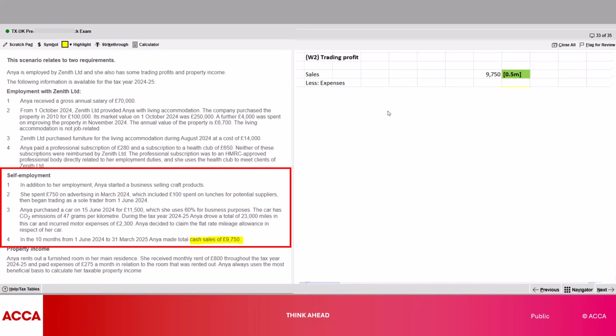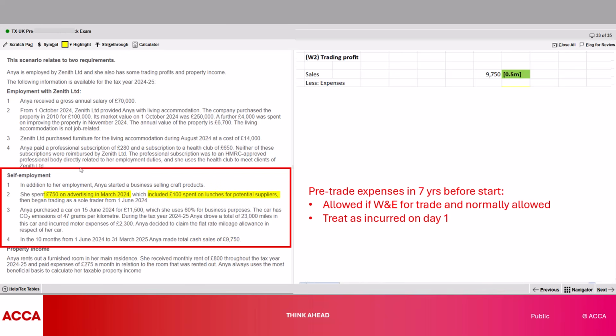Now the expenses, first of all, are some expenses incurred before she started trading. And pre-trading expenses in the 7 years before you start are allowed if they're wholly and exclusively, so we don't have the necessary word here, for the purposes of the trade and things that would be normally allowed, and you just treat those as if you spent them on the first day.